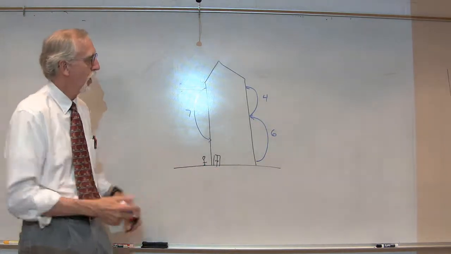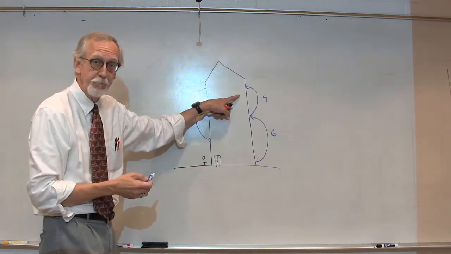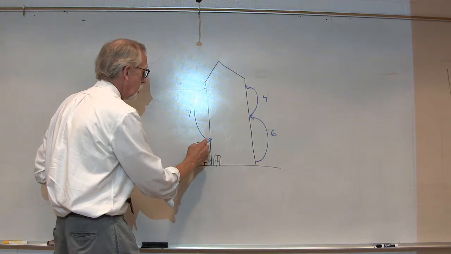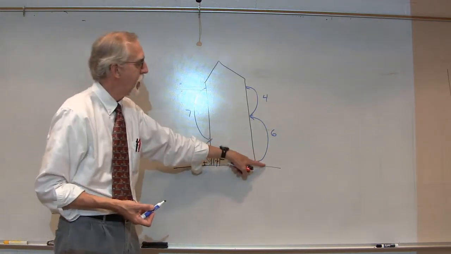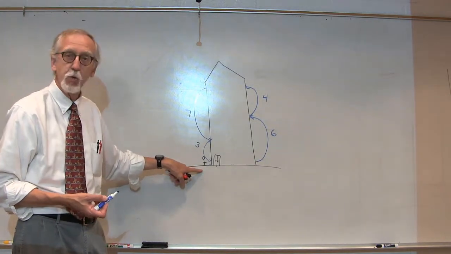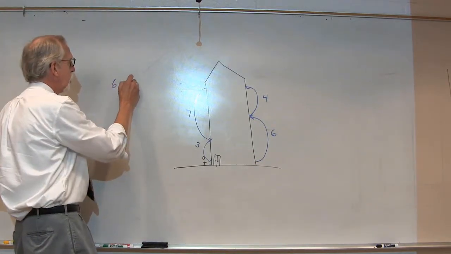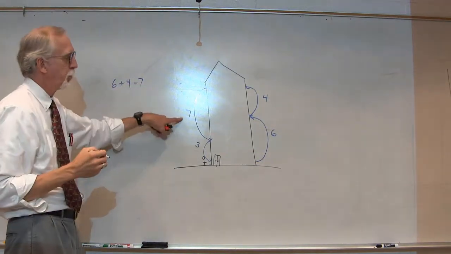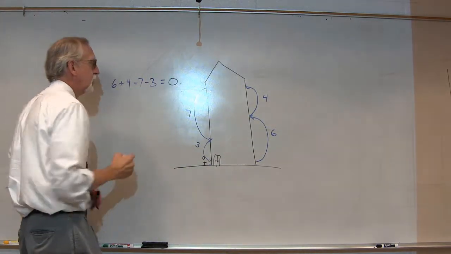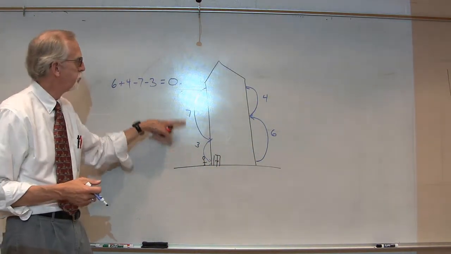Well, if you go up 6 and then up 4, you've gone up a total of 10. If you come down 7, you'd have to come down 3 more to get to the ground floor. Whatever amount you go up has to be balanced by the amount you come down to get to where you started. In other words, around a closed loop. So 6 plus 4 minus 7, because you're coming down, that would be a decrease, minus 3 equals 0. So the total increases plus the decreases, negative decreases, must equal 0.